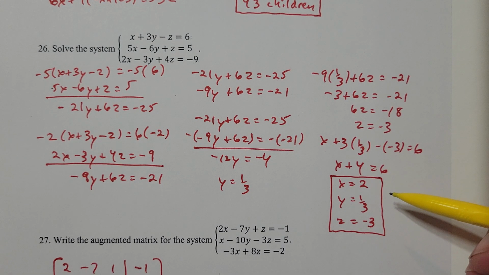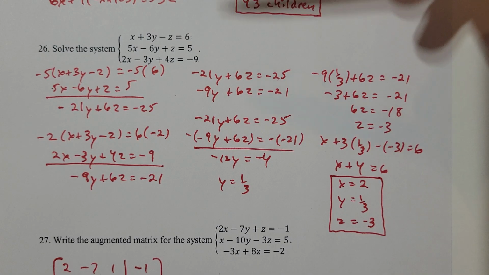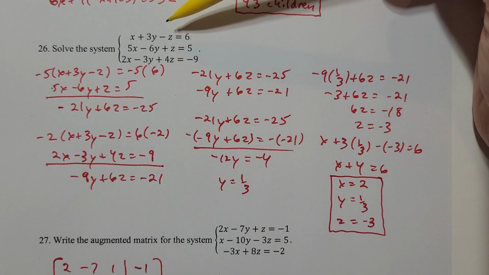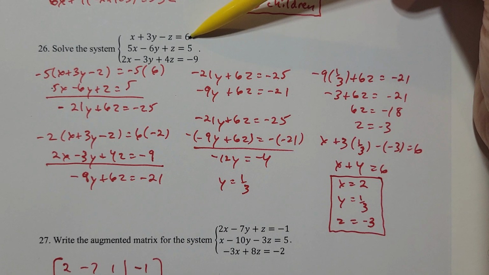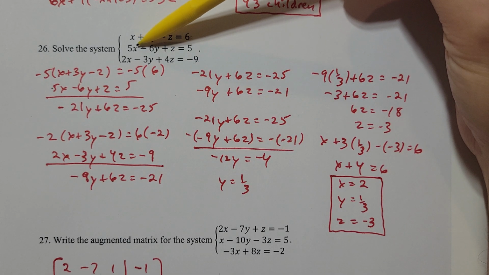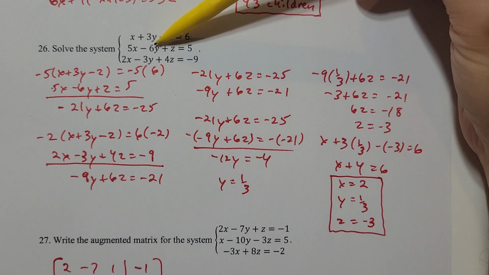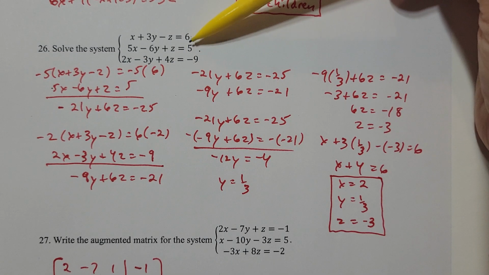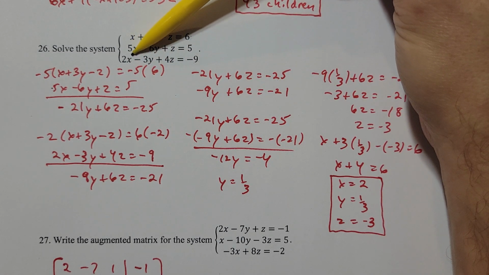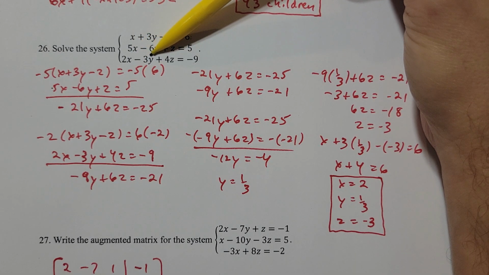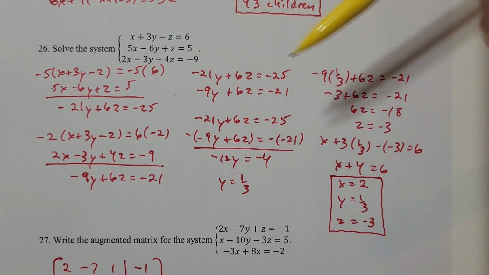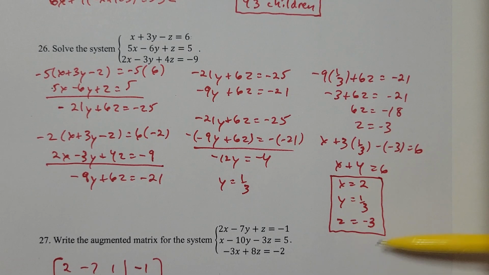Let's go ahead and check that. Is it true that 2 plus 1 is 3, minus -3, that's 6? That's good. In the second equation, we got 10 minus 2 is 8, minus 3 is 5. That looks good. With the third equation, we have 4 minus 1 is 3, minus 12 is negative 9. That looks good. So I can circle this answer here. That'd be correct.